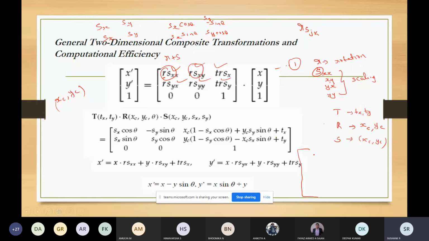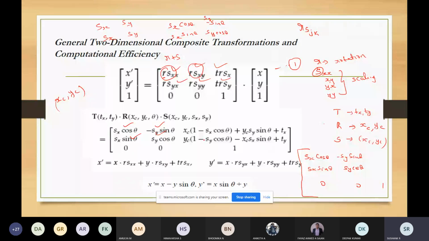Since it is to be scaled and rotated: Sx cos theta, minus Sy sin theta, Sx sin theta, Sy cos theta. The last row will be 0, 0, 1. So these four terms are clear. This is how the first four terms are derived.